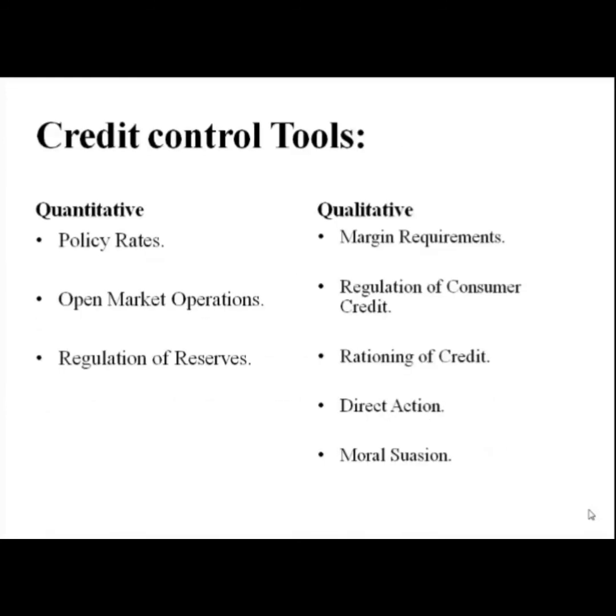These are the various monetary policy tools of the RBI that are grouped into quantitative and qualitative categories. For instance, under quantitative category, we have policy rates like bank rate, repo rate, etc., open market operations, and regulation of reserves like CRR and SLR. Similarly, under qualitative category, there is imposition of margin requirements in lending, regulation of consumer credit, rationing of credit, direct action, and moral suasion.